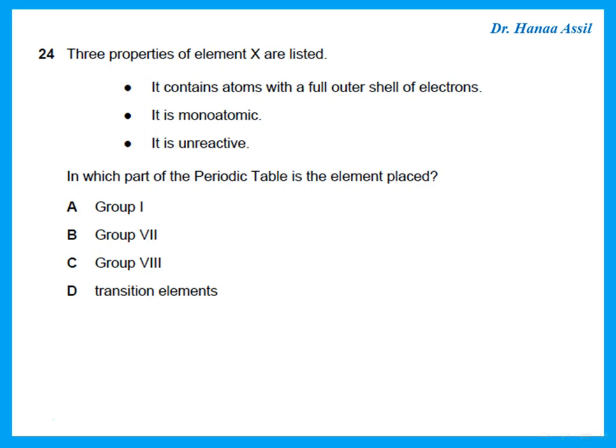3 properties of element X are listed. In which part of the periodic table is the element placed? Well, he says it has full outer shell. Full outer shell means it's in what? It's in group 8. And you should know that those in group 8 are monatomic, they are unreactive. So this is group 8.